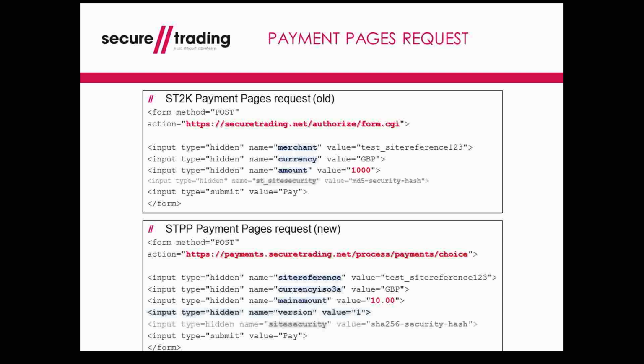The new required field that we have added is version, which must always be submitted with a value of 1. Before we move on, I quickly want to mention that if you use site security on the old platform, the field name has also changed moving to the new platform. Where you had st_site security before, it should now be changed to just site security. So, these are all the changes you need to make to your basic Secure Trading payment pages request in order to migrate.